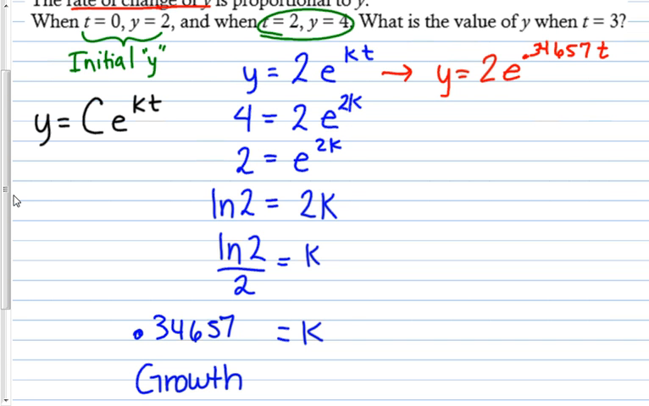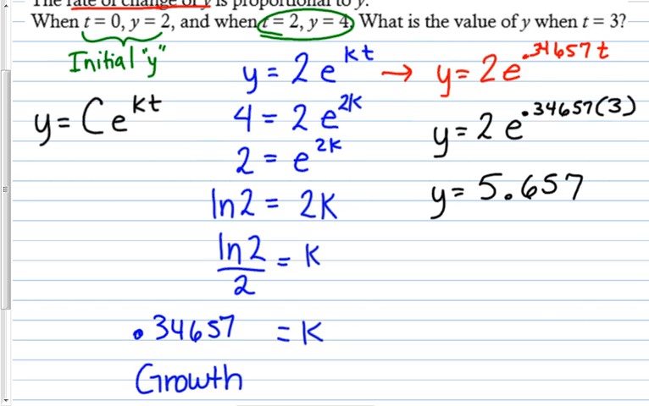Now, I'm not done because in this problem, I actually wasn't asked to find the solution, or y equals. What I was asked to do is, what is the value of y when t equals 3? Not difficult at all. Y equals 2 times e to the 0.34657 times t, which is 3. And then solve that. And of course, calculator. And there you go, rounded to 3 decimal places.